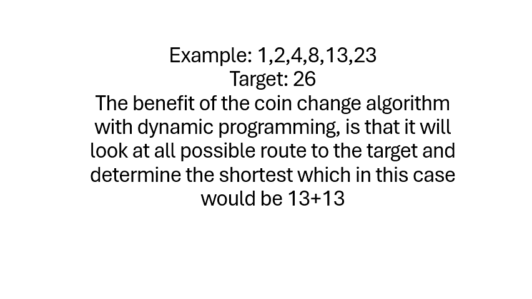As I mentioned, with dynamic programming, what it's going to do, and I'll show a little bit more of that in a minute, is look at every possible way of getting to 26. And when it goes through its iterations and the different routes, it's going to learn that there's a quicker way than just 23 plus 2 plus 1. It's going to say, okay, I have a denomination of 13, and 13 plus 13 makes 26. So I only require 2 coins to get to this final value.